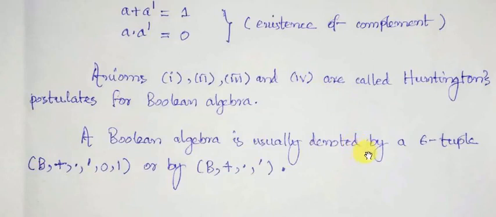Usually it is denoted by a fixed tuple B, plus, dot, complementation, and the additive identity and the multiplicative identity. You may also write this in this form, B plus dot complementation, omitting these two identity elements. It can also be written. Okay. Here we have considered addition as a binary operation and multiplication as a binary operation.